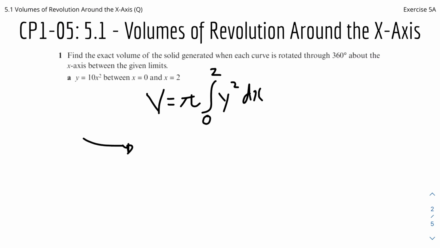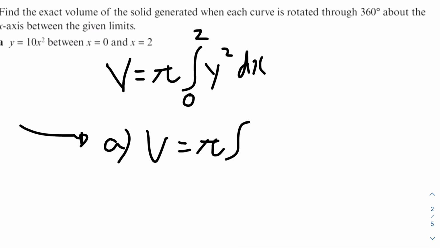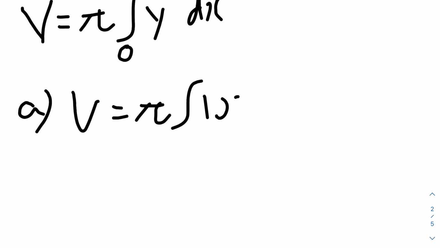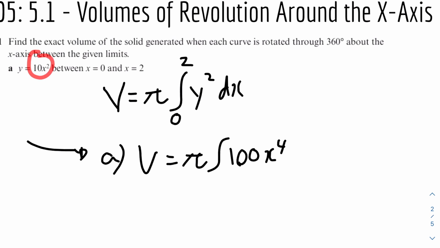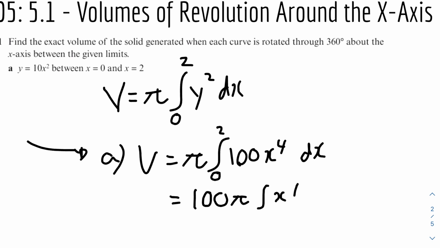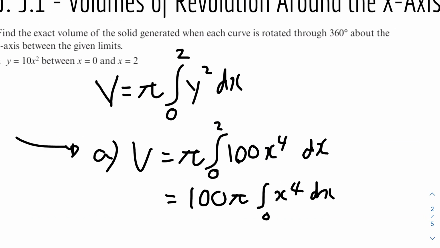So in this case, part A, the volume will be equal to pi times the integral of y squared, which is 100x to the power 4, because that's basically 10x squared, and dx from x equals 0 to x equals 2. What I can do is take out the 100 first, so it'll be 100 pi times the integral of x to the power 4 dx from 0 to 2, like so.